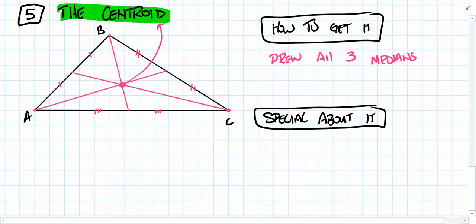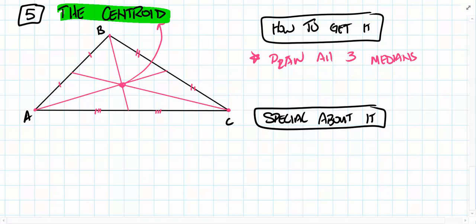The centroid. So what's special about it, right? Yeah, they all look the same, but they're not, because of the way that we get them. The way that we get them is different. We'll keep it in the present tense. Draw all three medians. Where they meet is the centroid. Now, what's special about it? What's special about it is its distance.